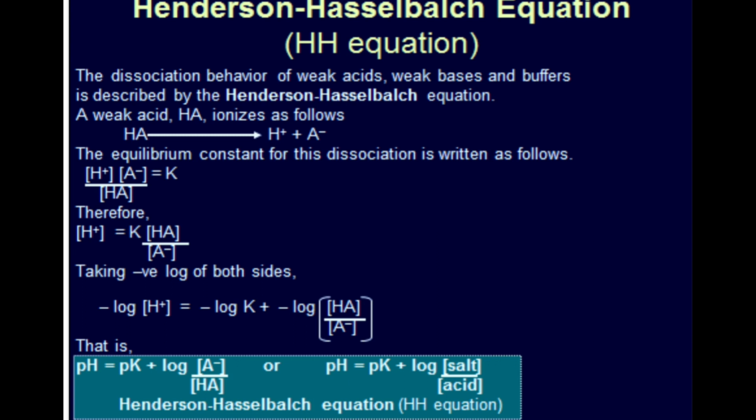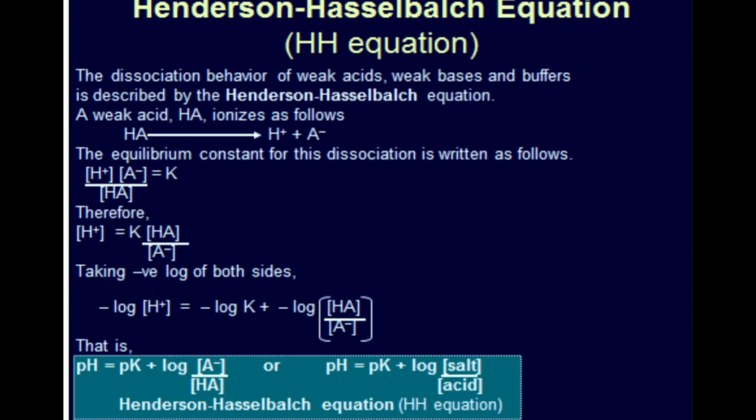So negative log of H plus is negative log of K plus minus log HA over A minus. Finally it gives pH is equal to pK plus log A minus divided by HA, or we can also say the Henderson-Hasselbalch equation: pH is equal to pK plus log salt by acid. So this is the H and H equation. You have to remember this H and H equation, okay, which is for buffer.